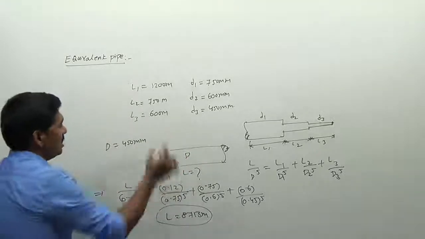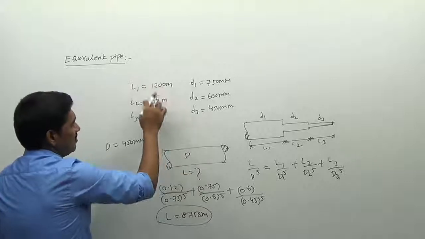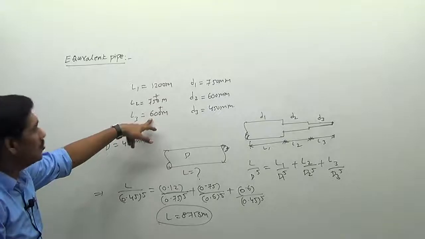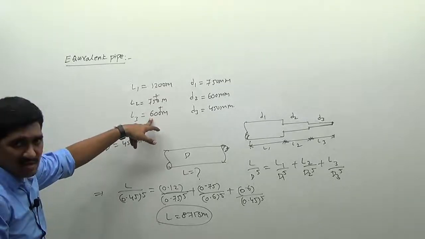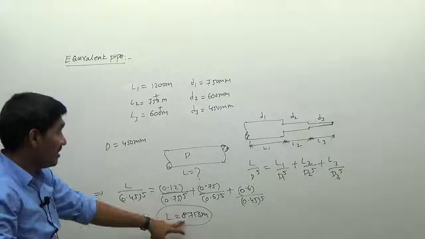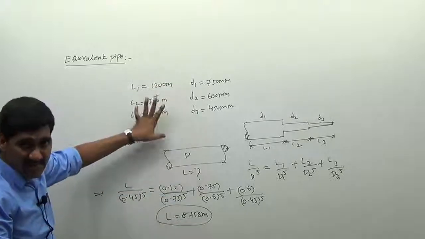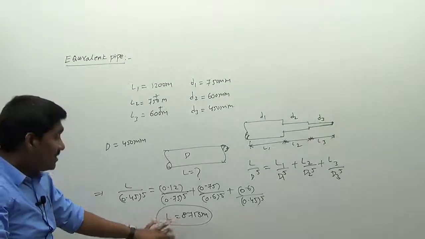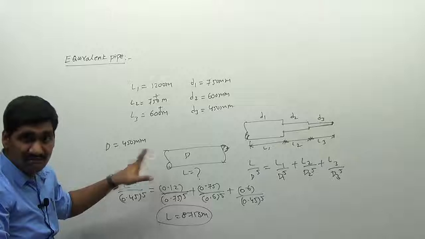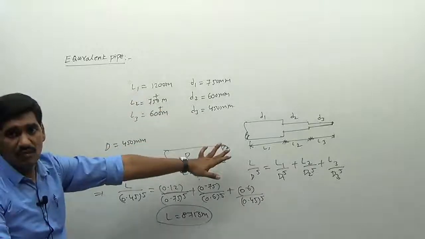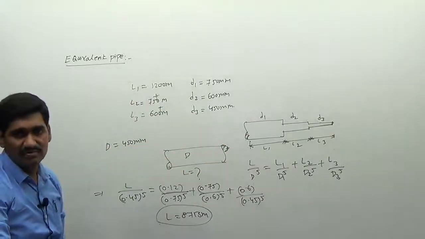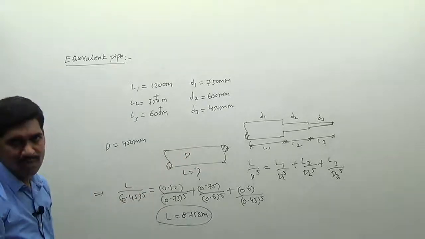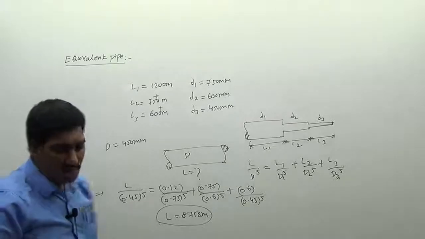What is the length of the original pipes? You can observe here, if you add these three lengths, 1200 plus 750 is equal to 1950, plus 600 is equal to 2550. The value is approximately 2500. If you add all these lengths, the equivalent length is 8713, approximately 3 times the length of the compound pipe, or the pipes in series. Okay, please note down. And we have one more case to do.